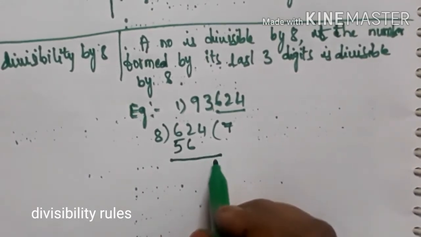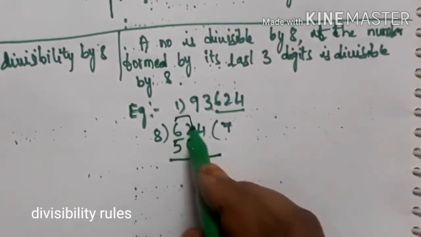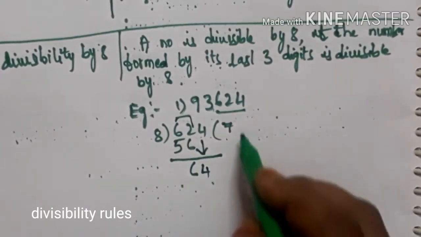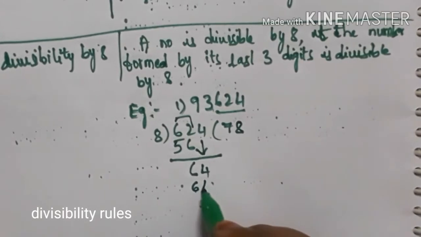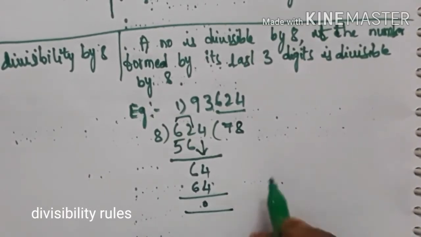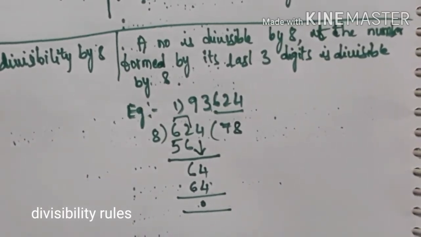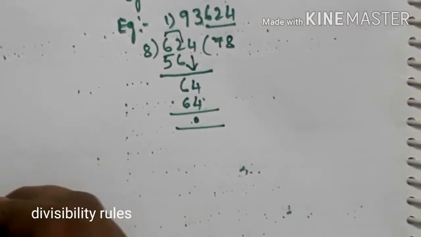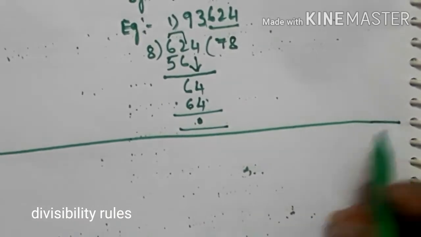So take borrow. It will be 12. 12 minus 6 is 6. So 64. You take the 64. Remainder as 0. So remainder you are getting 0. Then 93,624 is divisible by 8.